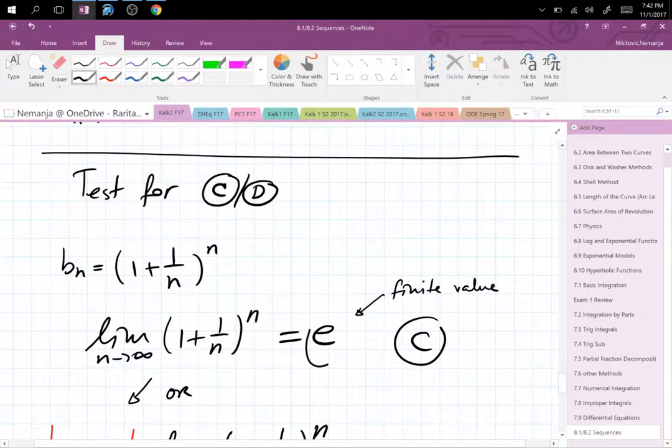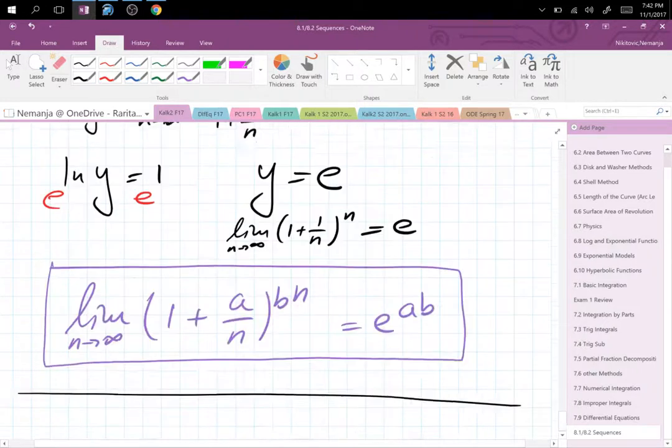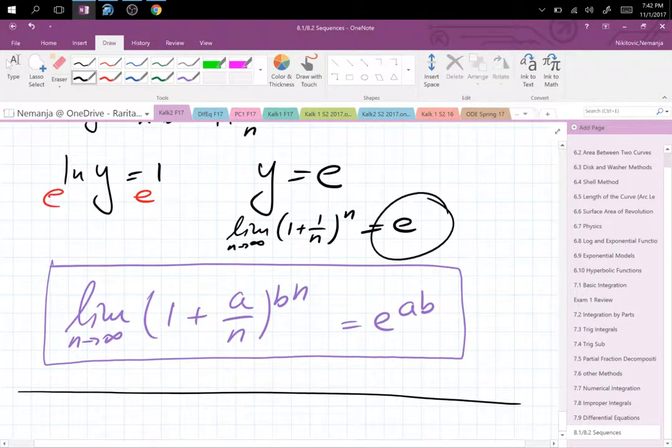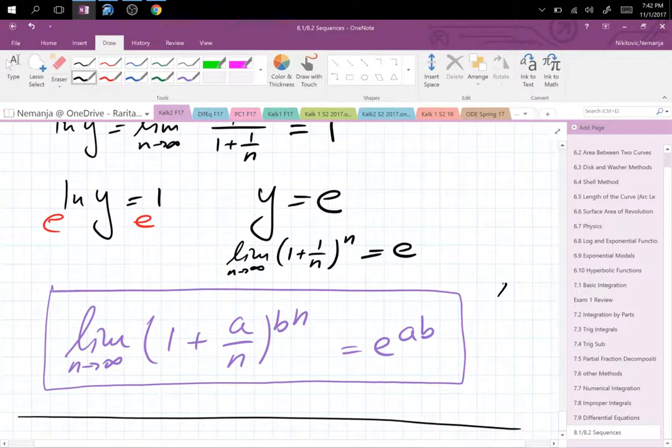You mean this one? Well, that's the formula that I showed. And then I did the calculation, and we got the same thing. So you either remember the formula, which is this one, or you do the procedure for L'Hopital's rule.